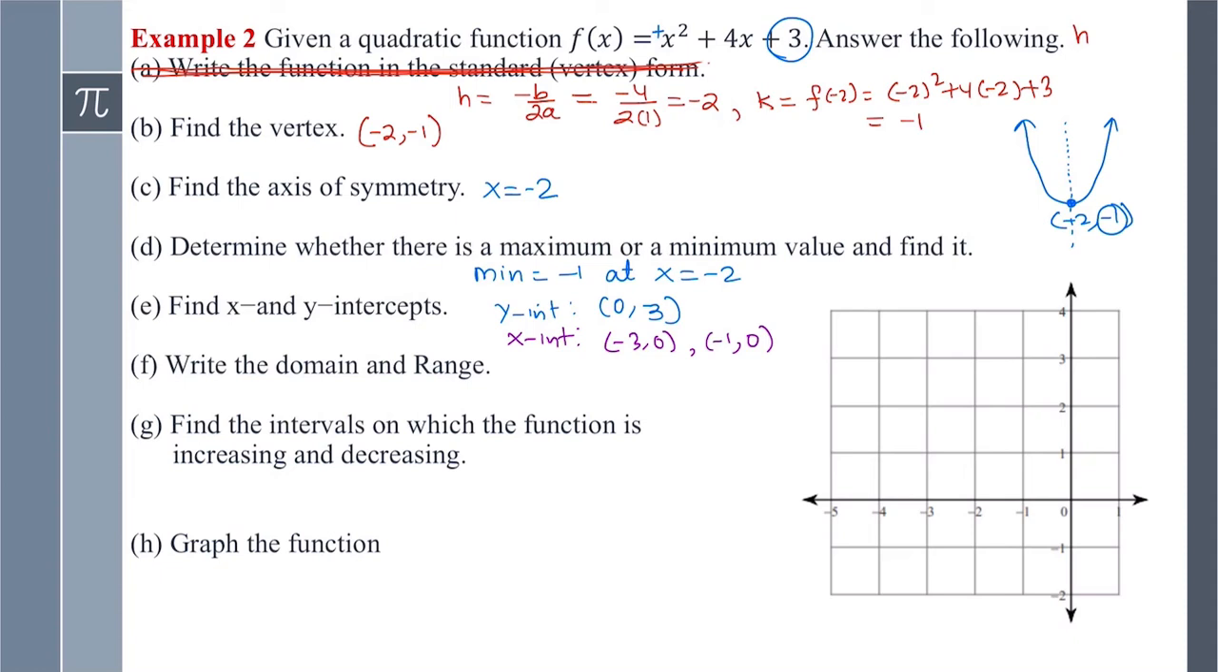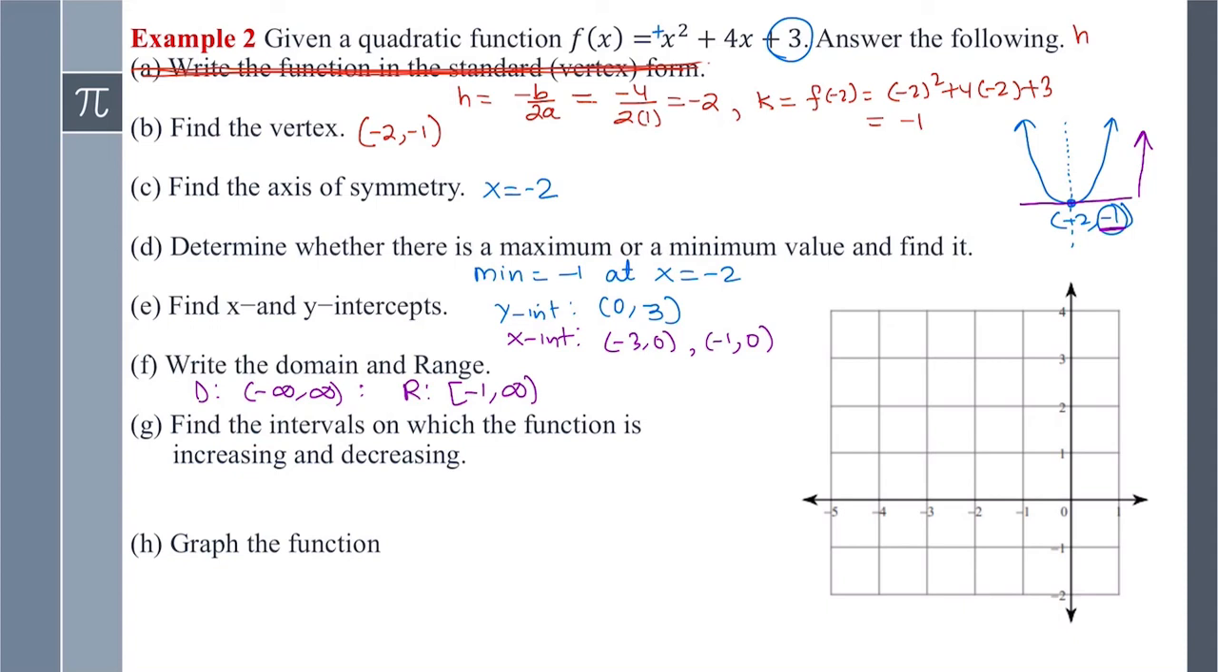Now again, the quadratic function is a polynomial function, so the domain is all real numbers. And for the range, again, we are going to look at the graph. So this is the lowest point on the graph. That means all the y values are above that point. So from -1 to infinity.